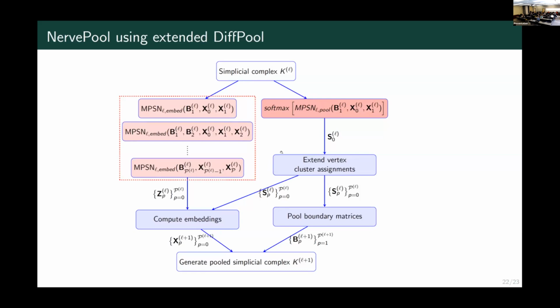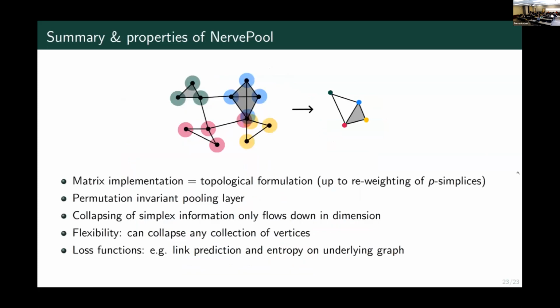So this is just a sort of schematic that explains that also in a different way. If you're to use diff pool specifically to come up with your vertex clustering, how you'd extend that then to generate your pooled simplicial complex at the end. But I will skip over that.